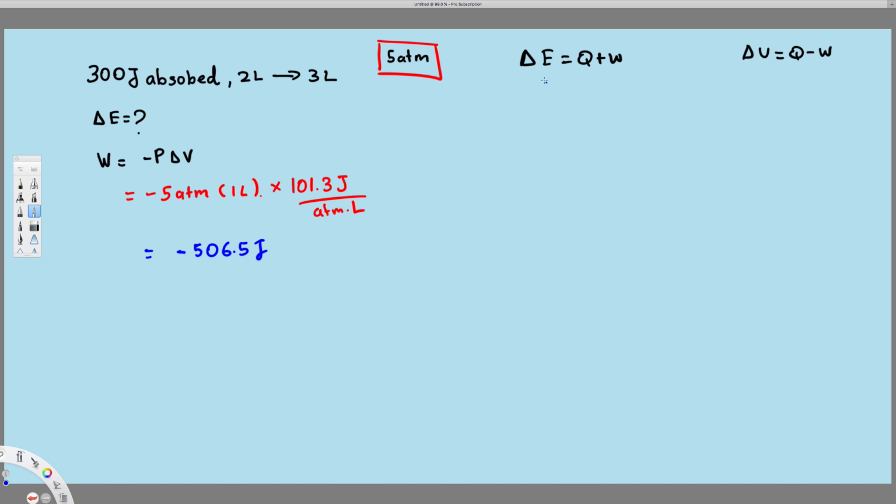And now all we have to do is just plug into this equation. So delta E is going to be equal to Q plus W. Here we know the heat already, that's 300 joules. 300 plus, and this is minus, so let's put minus directly, minus 506.5 joules. If you calculate this one, that's going to give you negative 206.5 joules. So this is how much heat is lost by the system, and that's how we do this kind of problem.